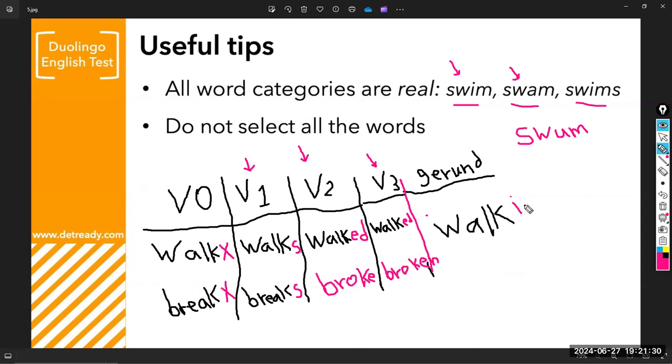Bravo, if you want to add an ING to any verb, it turns to gerund or noun. Any verb with ING we call gerund. It is a noun, Malak. For example, if you want to say walking daily is really important. So notice that walking is gerund or noun.